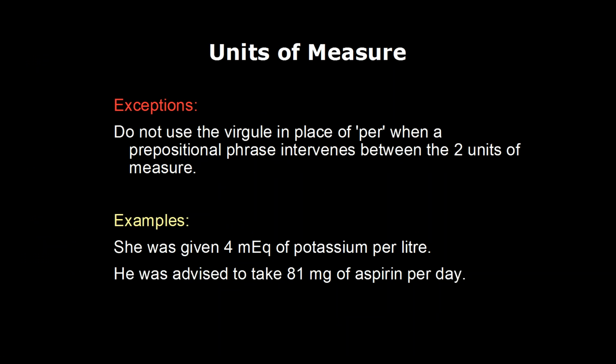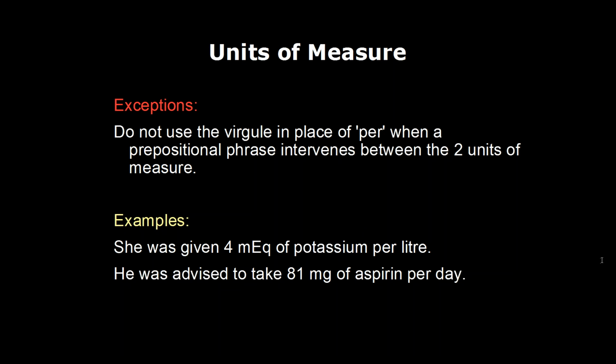Now again, it makes sense really. You wouldn't put 81 milligrams aspirin and then the virgule per day either. It makes sense if you think about it. So remember, the little "of" prepositional phrase comes in between the metric unit and the numeric quantity. If the prepositional phrase intervenes, you are not allowed to use the forward slash. Okay, and again, these are rules that you can see in the Book of Style as well.